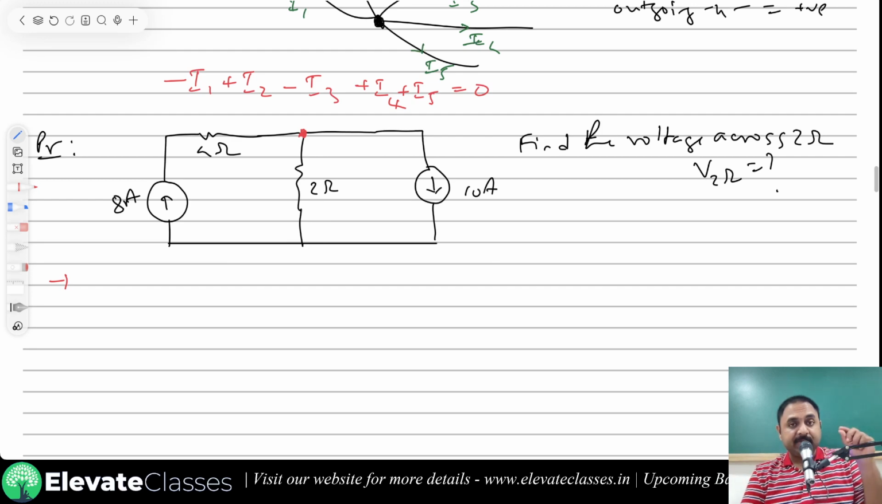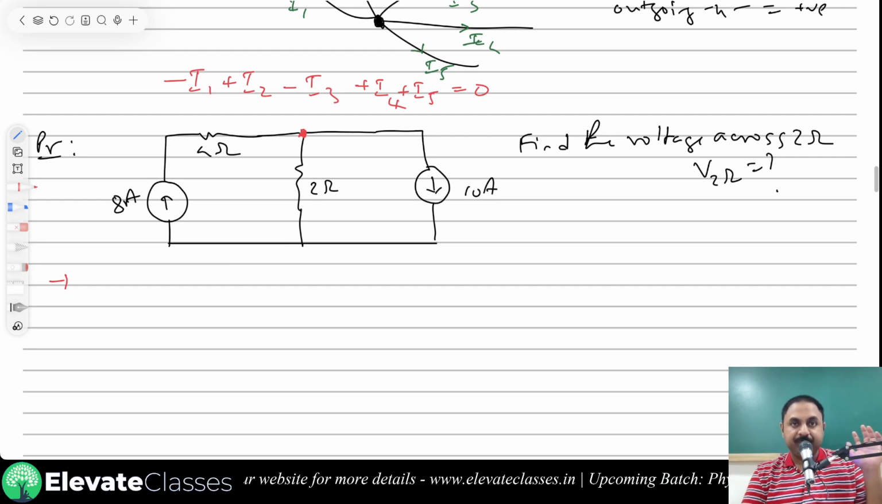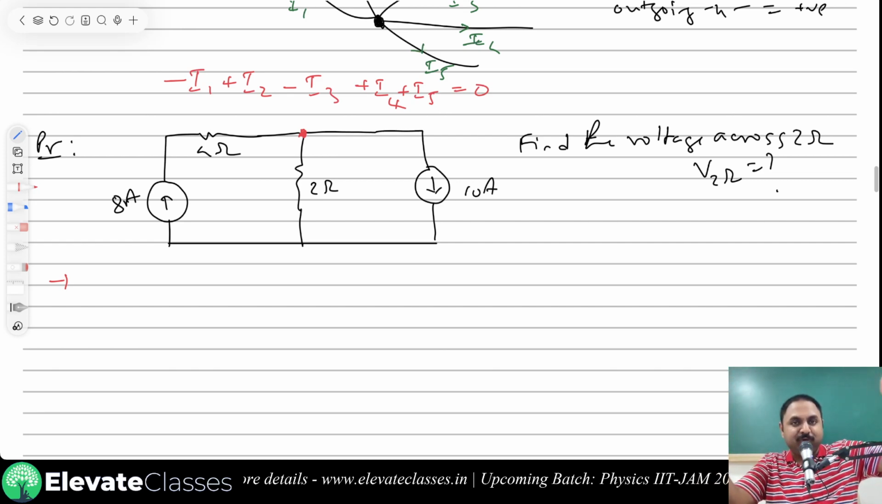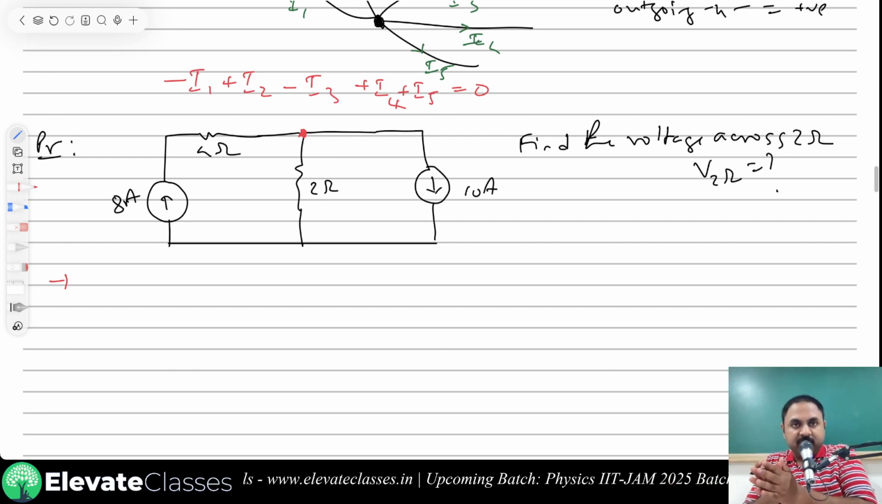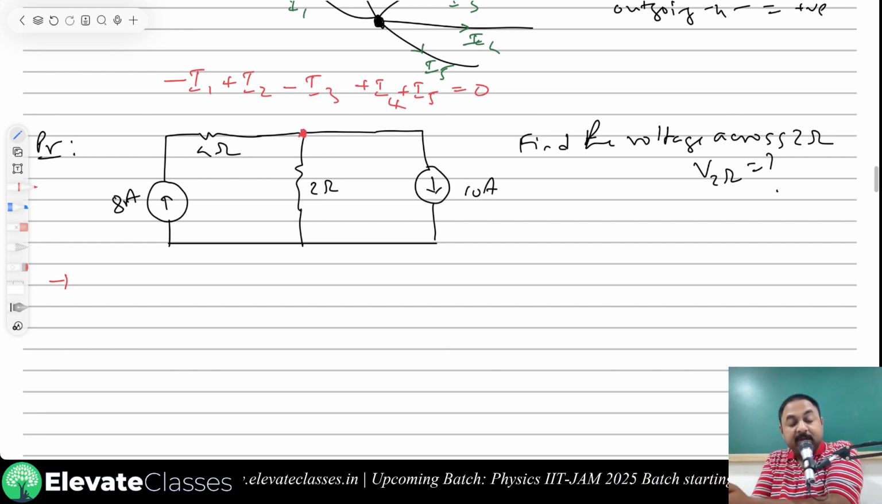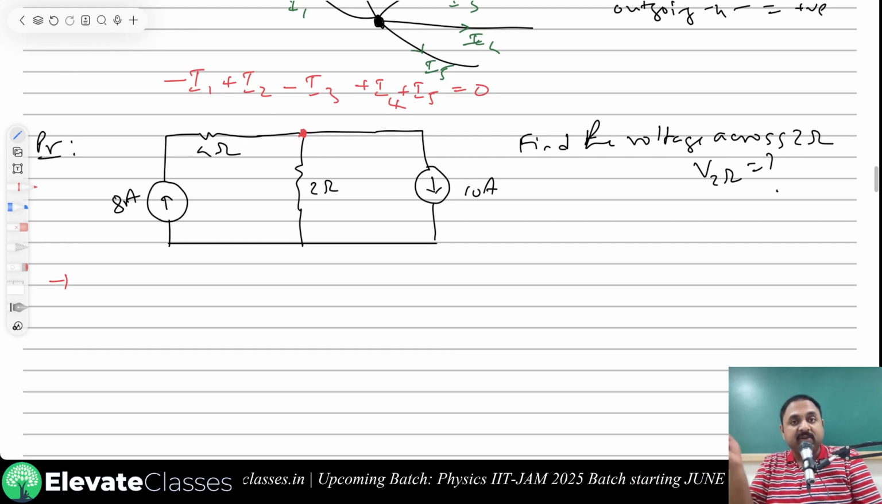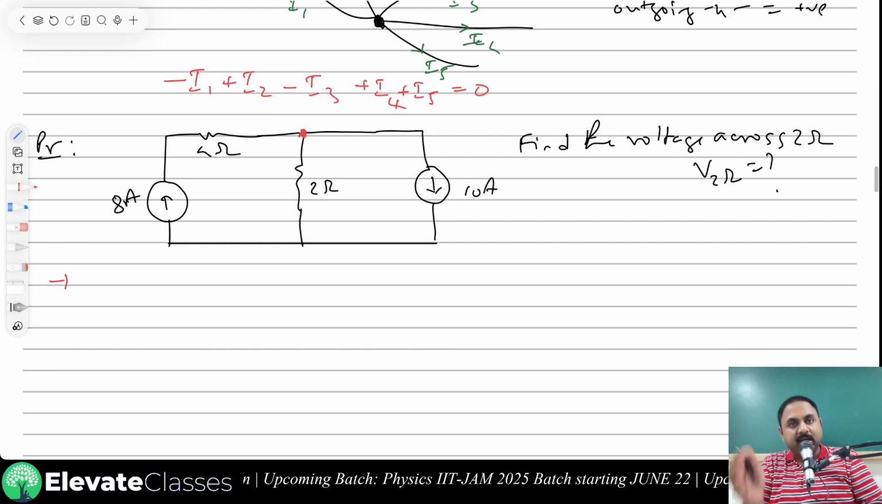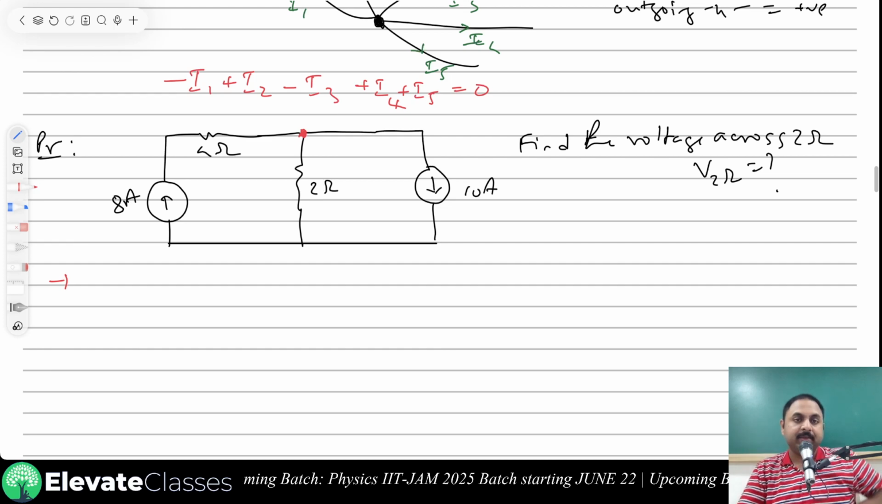And wherever there is a principal node, current division will take place. Here there will be no current division because there is a simple node. Current has nowhere to flow, right? Current is like water. If water has only one path, it will flow along that path. Only when water has more than one path, it takes both the paths. Current behaves very similarly.